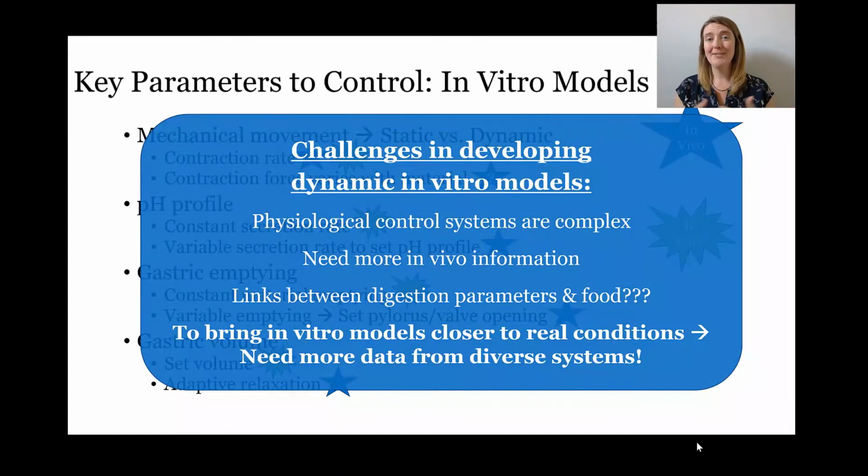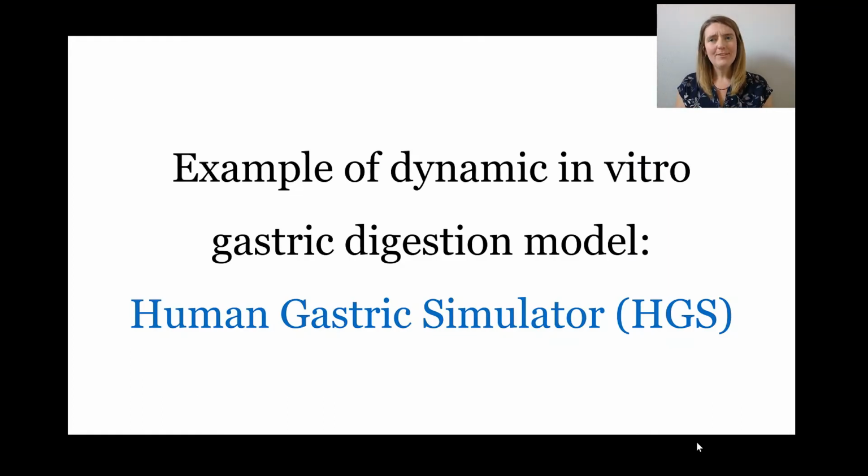There are a lot of challenges in developing these dynamic in vitro models because our physiological systems are really complex. And we need to get more information in general from the in vivo systems that link these digestion parameters to foods, because the closer we want to bring our in vitro models to reality, or to be able to really simulate the differences we see between different foods in vivo, we need that complementary, quantitative information to be able to better develop these models. So now that I've given you some challenges and how it's difficult to develop these models, it's still possible.